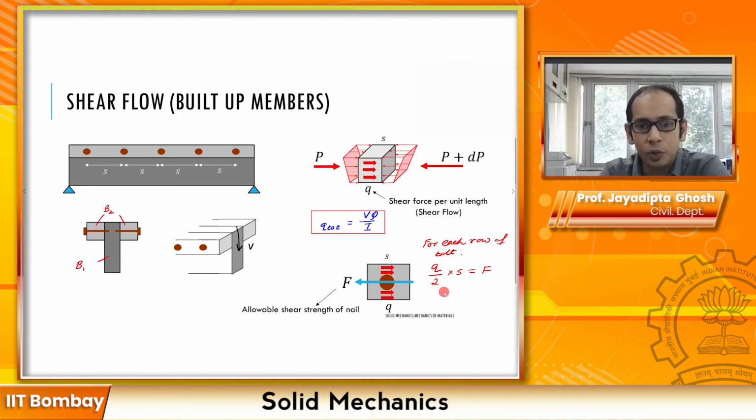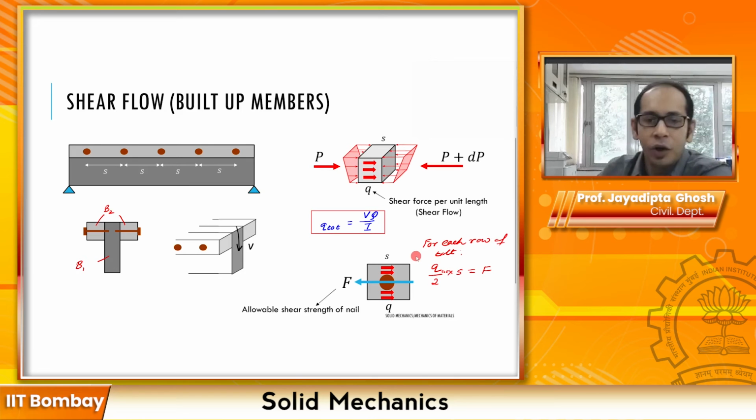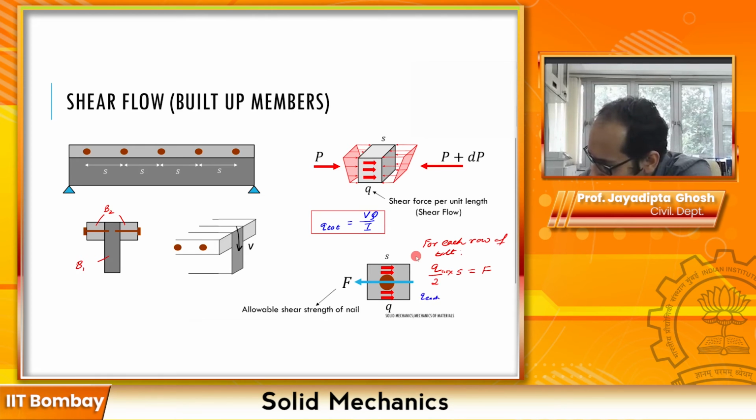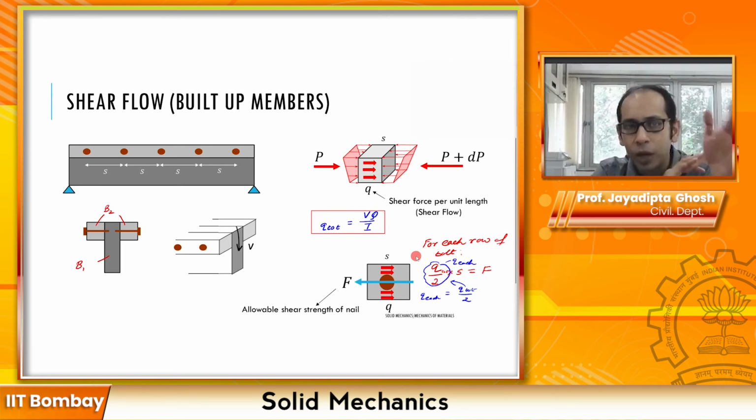So for each row of bolts, this Q should ideally be written as Q total. Or for each row of bolts, we have the Q each, if you want to write it that way, and that Q each is essentially Q total divided by 2, right? Which is essentially substituted over here. So this particular term is nothing but Q of each row of bolts that you have. So Q each times S is equal to F. This is important to realize when you have one row of bolts, two rows of bolts, or three rows of bolts, and so on, right?